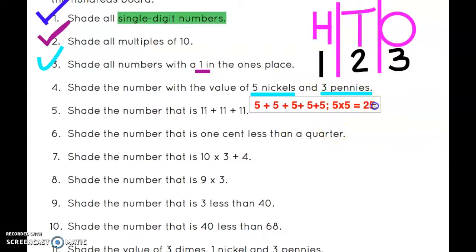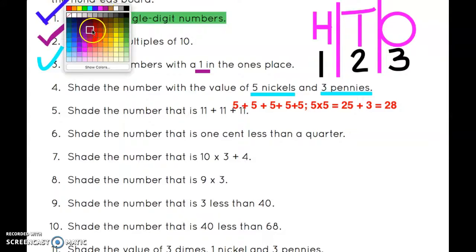And 3 pennies. So what's 25 cents plus 3 more pennies? 3 pennies are worth 1 cent each. So 25 plus 3 equals 28. There's the number. So shade the number that's worth 5 nickels and 3 pennies. 5, 10, 15, 20, 25, 26, 27, 28. So I've got to shade the number 28. All right, let's find that number.